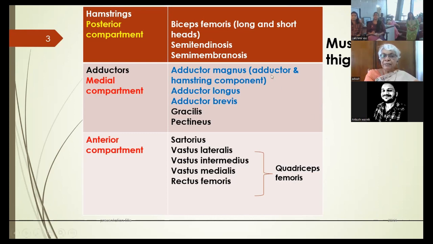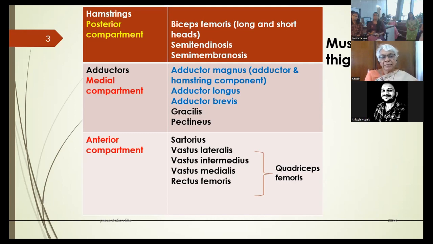Now, coming to the semitendinosus and the semimembranosus, they are also part of the hamstrings. The semitendinosus is more superficial, and the semimembranosus is a little deeper, and both of them are inserted into the tibia. The semitendinosus, along with the sartorius and the gracilis, forms part of the pes anserinus. The semimembranosus forms the medial border of the upper part of the popliteal fossa, and the biceps femoris forms the lateral border.